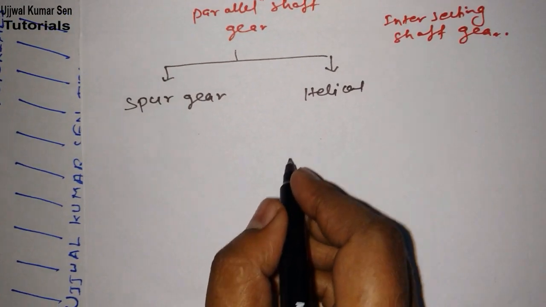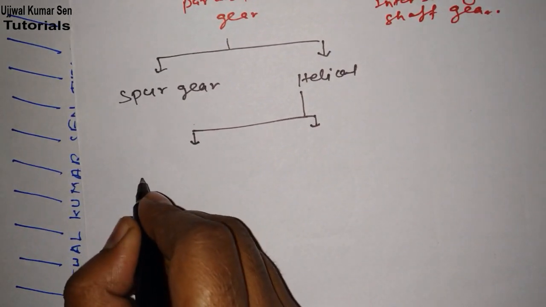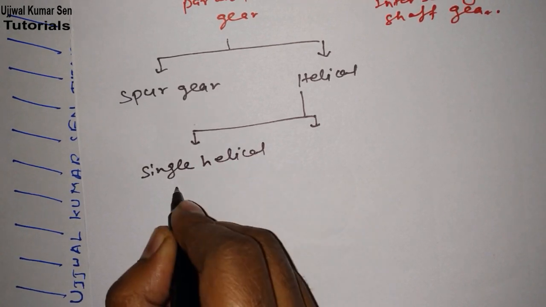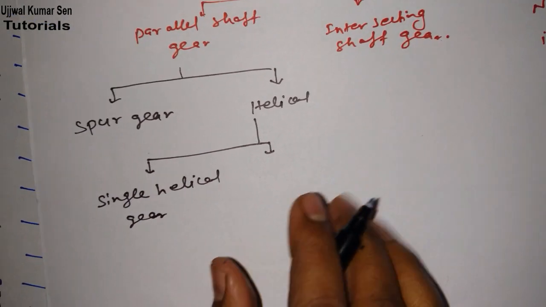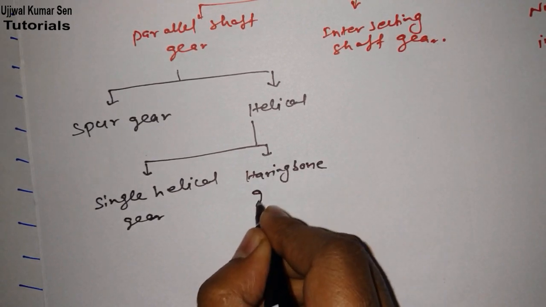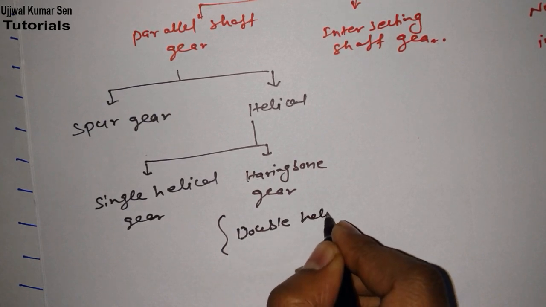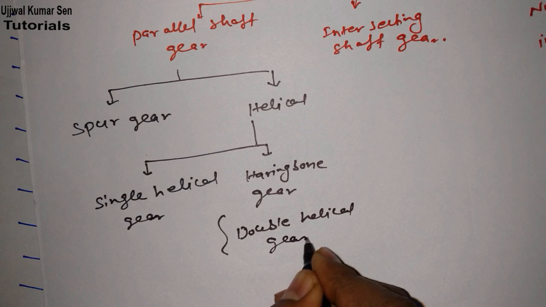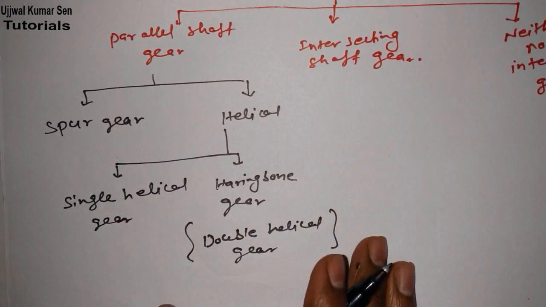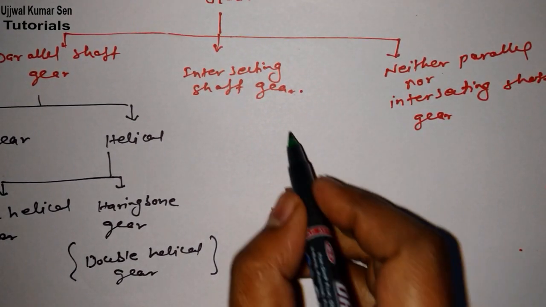Now, helical gear has 2 types. One is single helical gear. Another one is herringbone gear, also known as double helical gear. So there are two: spur gear and helical gear, and helical gear has two types, single helical and double helical. Okay, now let's go for the intersecting shaft gear.